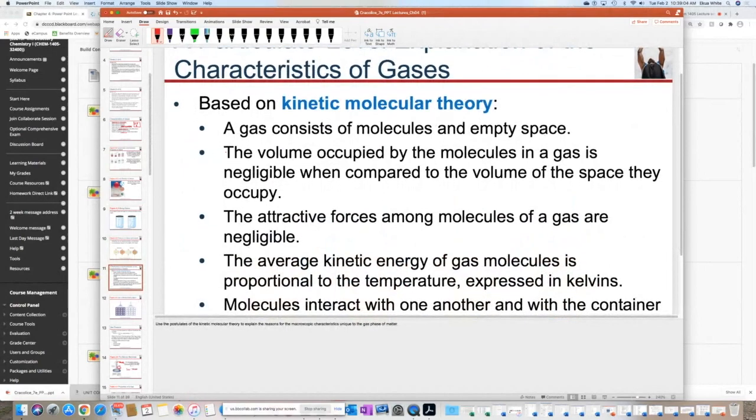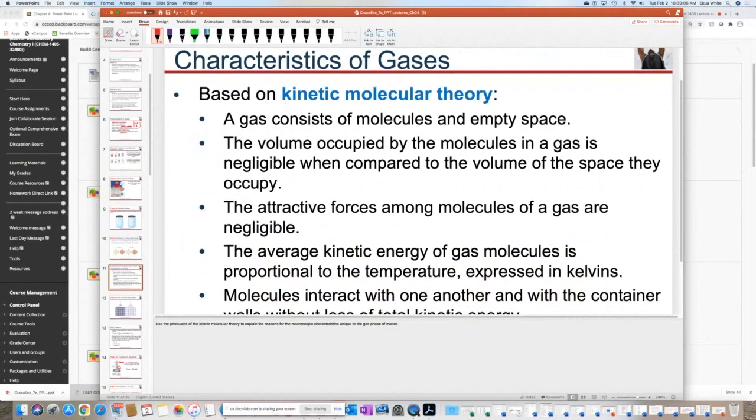Another important concept we go over here is the kinetic molecular theory of gases. This is the theory that describes the characteristics of gases. It summarizes all the behaviors that scientists know about gases in one neat space.